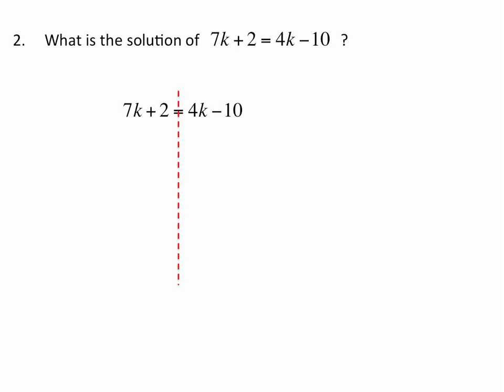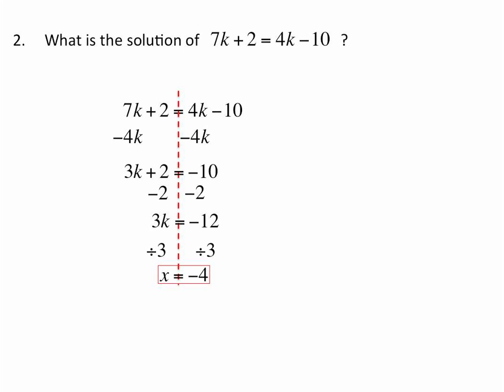All right, let's collect all our k's on the one side. So I'm going to subtract 4k's from both sides. That's going to get me 3k plus 2 equals 10. Subtract 2 from both sides. 3k makes negative 12. Divide by the 3, and k is negative 4. All right, so no different than anything we've been doing.